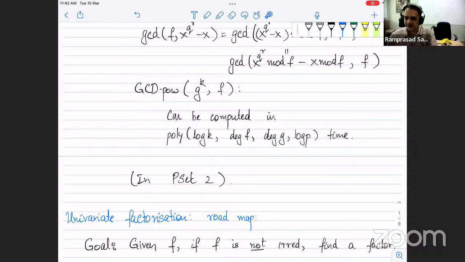But let's simplify the problem a little bit and let's just ask the following. Either you tell me that the polynomial is irreducible, in which case that is the factorization. Otherwise, I'm only going to expect you to find a non-trivial factor.